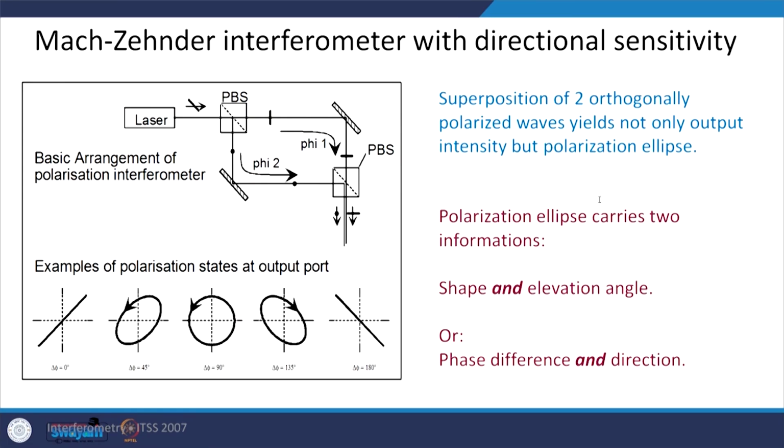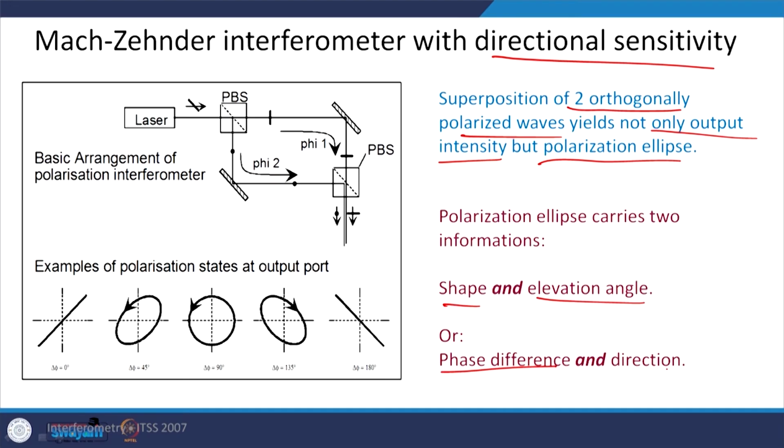It can also be used with directional sensitivity. So, suppose you now have superposition of two orthogonally polarized waves. It will not only change the output intensity, but also the polarization ellipse. So, here are two polarizations which are orthogonally polarized and then they are superposed. The polarization ellipse carries two pieces of information, one is shape and elevation angle, or you can say phase difference and direction. In this way you can have differential phase measurements also.